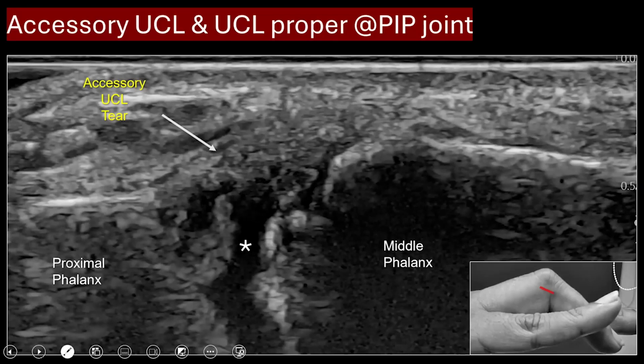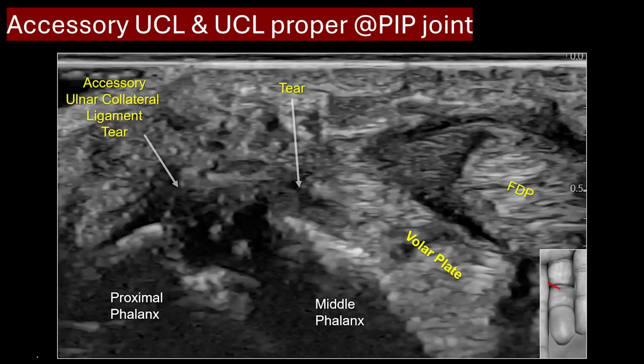And in this patient, there was an injury to the accessory ulnar collateral ligament. This ligament you can evaluate by keeping your transducer along the lateral aspect of the finger, connecting the volar plate and the middle phalanx. This reveals that there is injury to the accessory ulnar collateral ligament in the form of thickening of the ligament, and there is a fluid collection suggestive of a tear. And if you look on the volar aspect, besides the tear of the accessory ulnar collateral ligament, you have injury to the volar plate, and this is the tear of the volar plate.